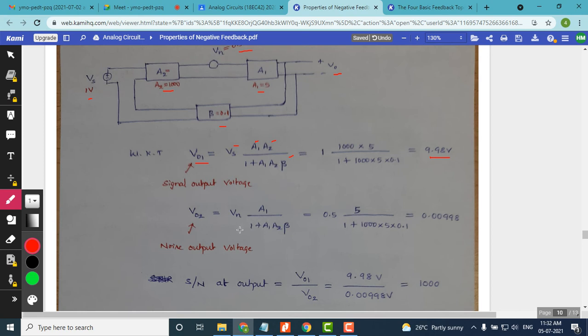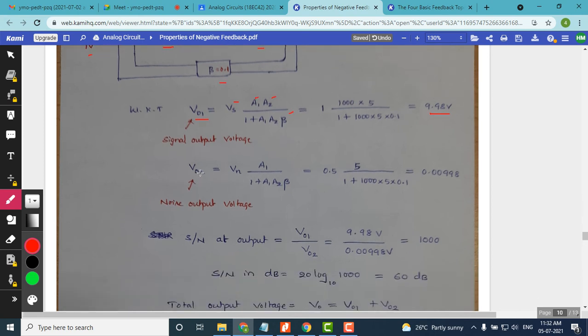So for the noise output voltage V02, the formula is Vn times A1 divided by 1 plus A1 A2 into beta. See, these formulas I am using here, students, if you find it difficult, write them down at the end of the notes and memorize them, so that problems in this chapter become very easy. A slight mistake here, if in place of A1 you include A2, you are going to end up with a wrong answer. Be careful about the formula also. Keep memorizing all these equations, it becomes easy for you.